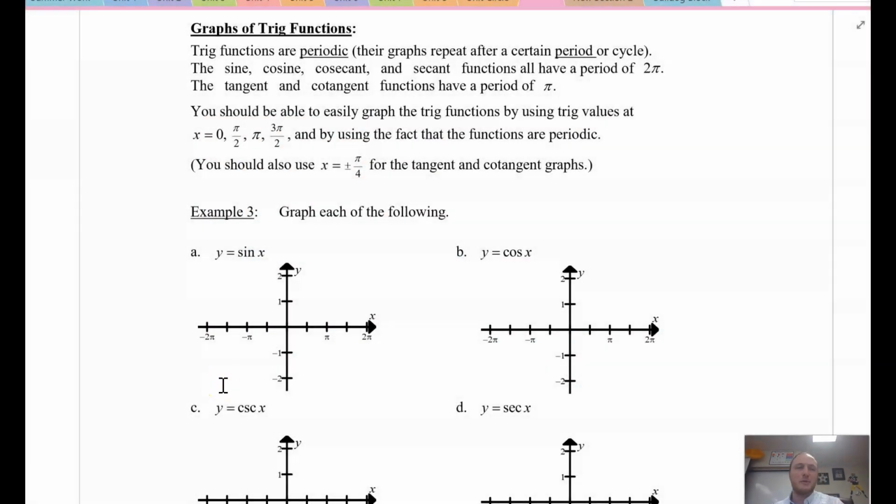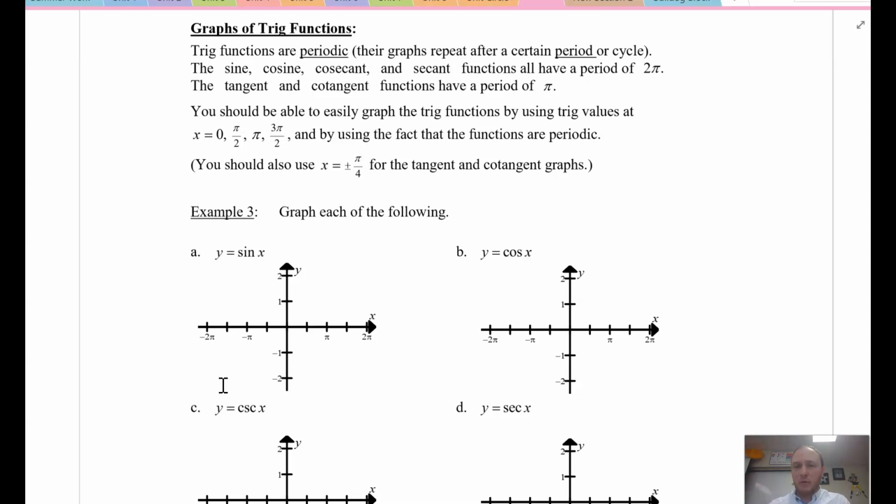Just some reminders: trig functions are periodic, meaning that they cycle through and repeat after a certain point, and that's called their period. Sine, cosine, and their reciprocals, cosecant and secant, all have periods of 2 pi, while tangent and cotangent have periods of pi. It's pretty easy to graph the parent functions based upon our knowledge of the unit circle and our previous knowledge from Accelerated Math 3 or pre-calculus, whatever you had.